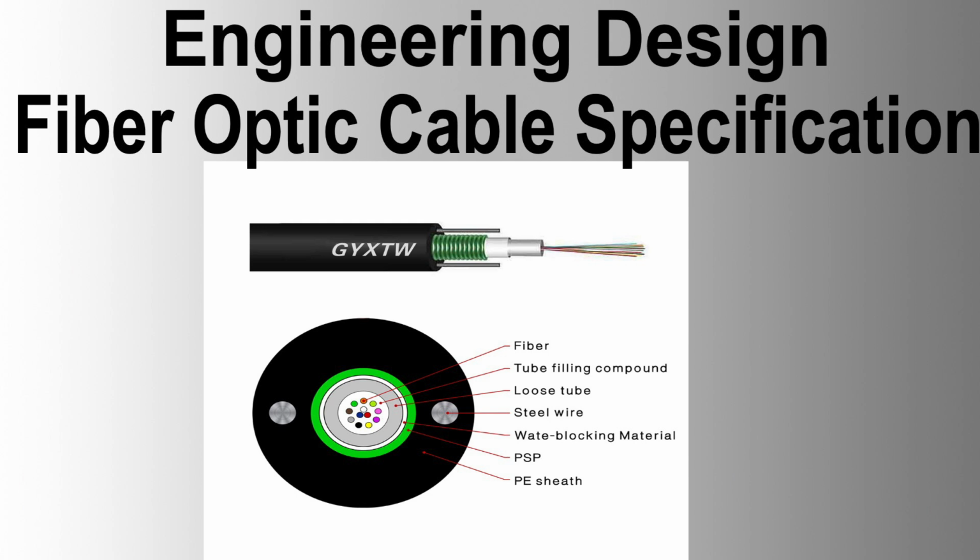Cable performance requirements, mechanical characteristics. Nominal cable diameter, vendor to provide. Nominal cable weight per kilometer, vendor to provide. Minimum bend radius during installation, 20 times cable outside diameter, vendor to confirm. Minimum bend radius after laying, 10 times cable outside diameter, vendor to confirm. Compressive load, vendor to provide. Impact load, vendor to provide.